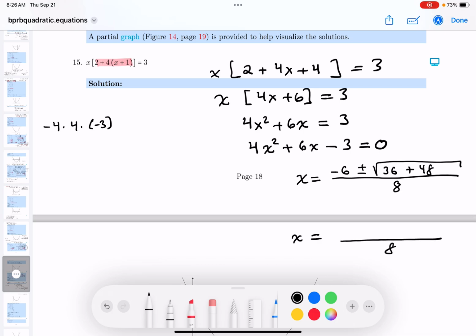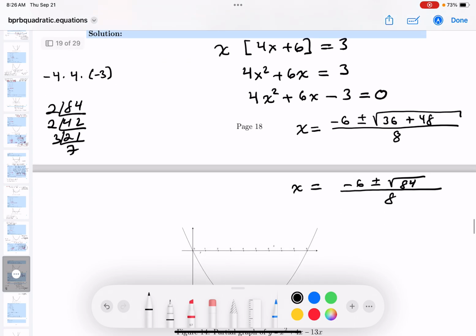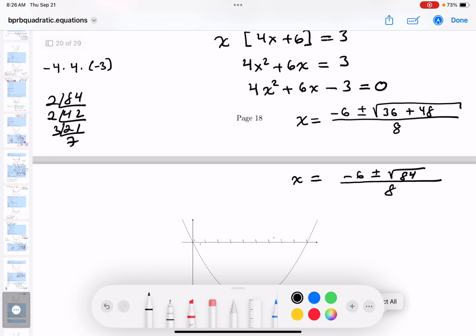You get 8. You get minus 6, plus or minus. Well, let's see, 36 and 48. 30 and 40 is 70. 76. And then you get 84. All right, I'm going to look at the 84 now. I'm going to start to break it up. 2 goes into 84 42 times. 2 goes into 42 21 times. And of course, we're left with 3 and 7. So I know there's a perfect square there, and that perfect square is going to be 4. So 84 equals 4 times 21.